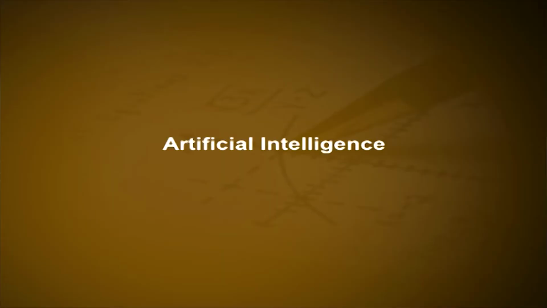Now we will have an introduction to artificial intelligence. Artificial intelligence or AI is the branch of computer science that tries to build machines which can carry out complex tasks without human intervention. For this, the machines will be able to perceive and reason.